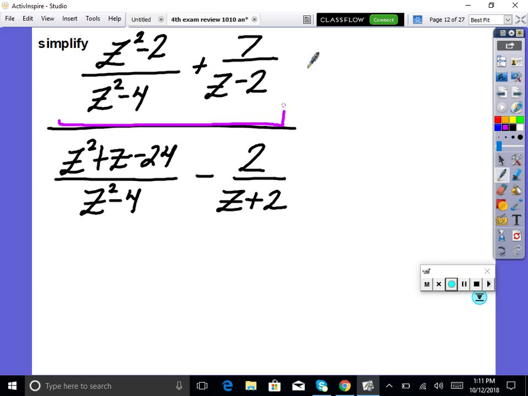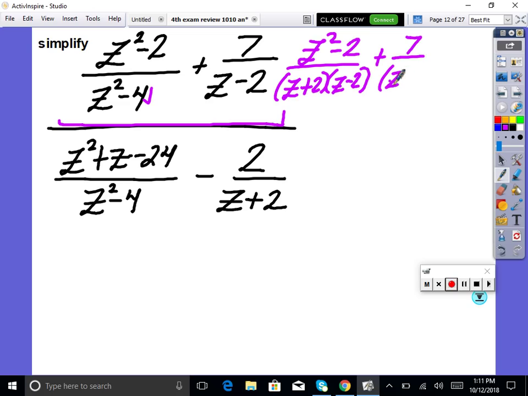So rewrite your problem. You'll say z squared minus 2 over that factors to be z plus 2, z minus 2. We only factor our denominators when adding and subtracting. Then we have plus 7 over z minus 2. Then you say, okay, I'm going to get a least common denominator now because I want to make this simplified by putting it together, but I can't put things together unless they have a common denominator. So z minus 2, z minus 2.